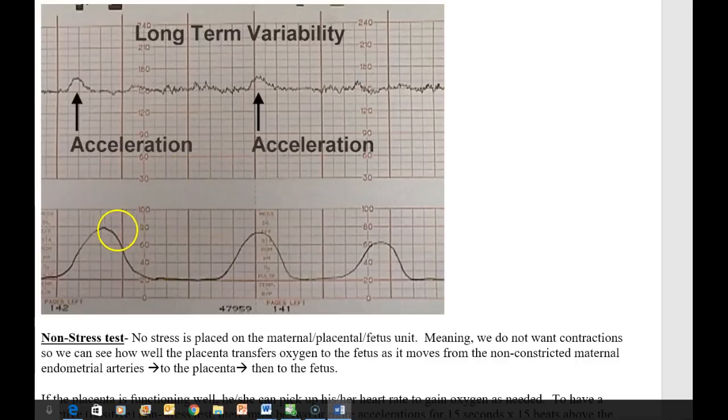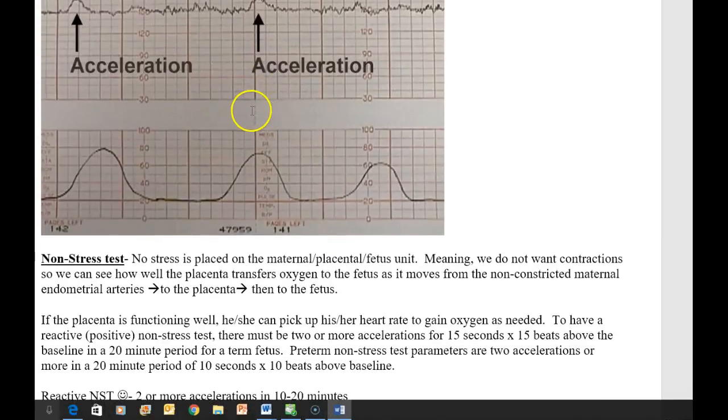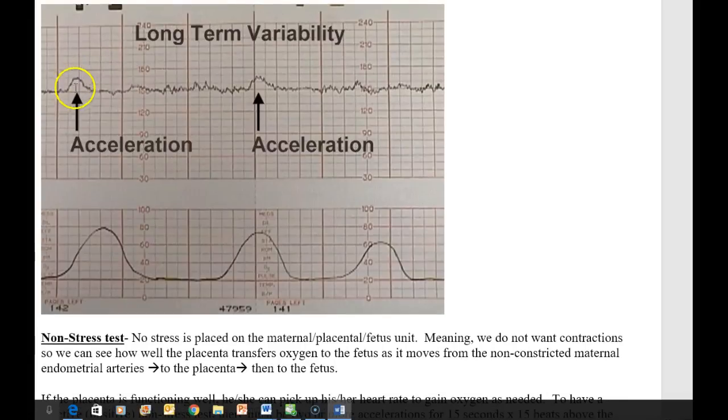Now, of course, on this particular tracing, you do see some stress, but we're going to pretend like these contractions are not there, because all we do is we put the mom on the monitor and we look at the fetal heart tones. And so we want to make sure that there's 2 accelerations in a 10 to 20 minute time frame. And that tells us that the baby's being supplied by enough oxygen, enough CO2 is being removed. So these accelerations say there's enough oxygen going to our baby.